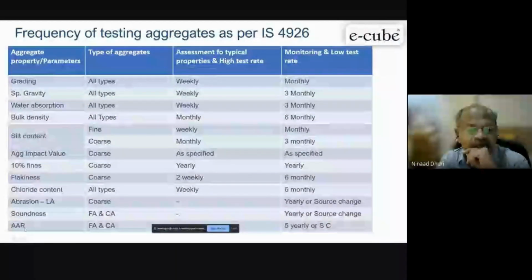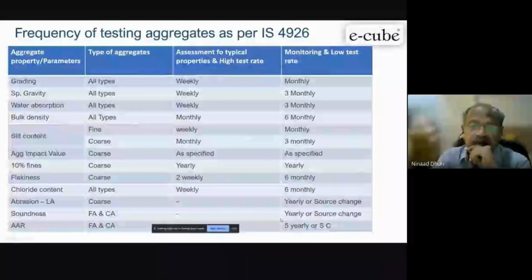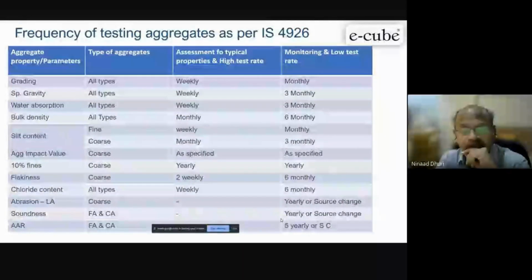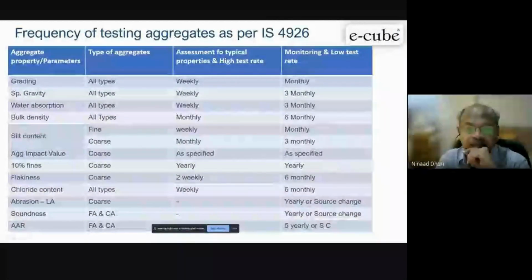Similarly, alkali aggregate reactivity also, once in 5 years, because once you go on blasting your rock, you'll find that there is a change in the rock type with the depth, or there is a source change. So one has to remember the frequency.